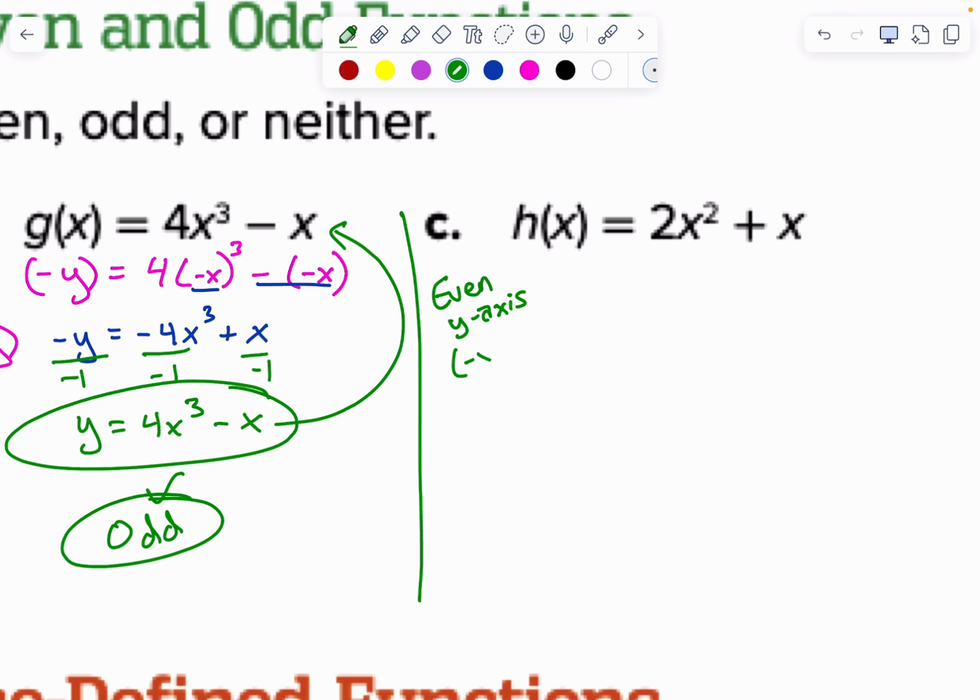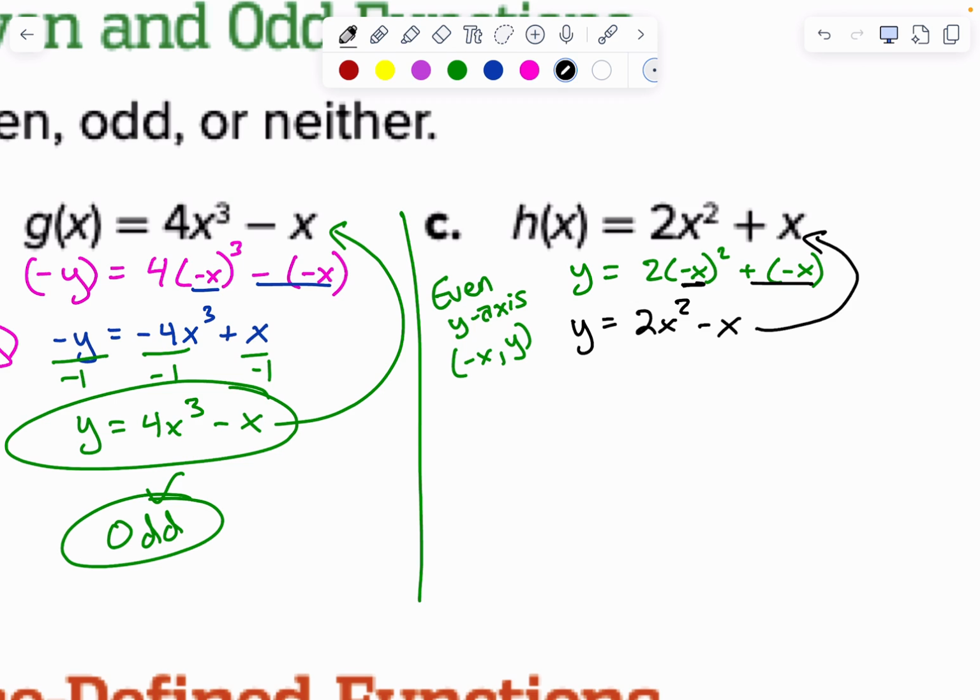For y-axis, you're going to plug a negative in for x. The y is just going to chill. If you take this negative x and you square it, it becomes positive x, right? Two negatives make a positive, so that will be 2x squared. But then this negative is going to stay negative, minus x. So will he be the same as the original, even if I divide by a negative? No, so he's not even. Does that mean he has to be odd?